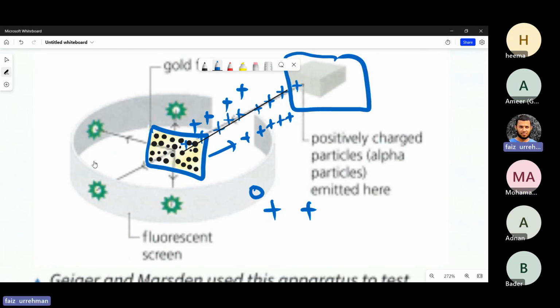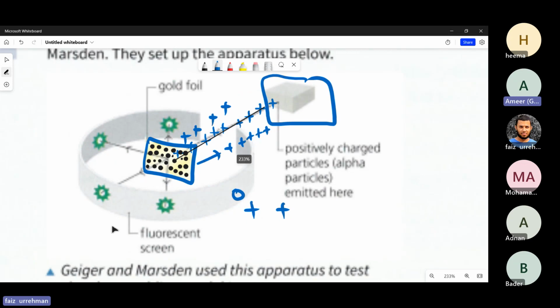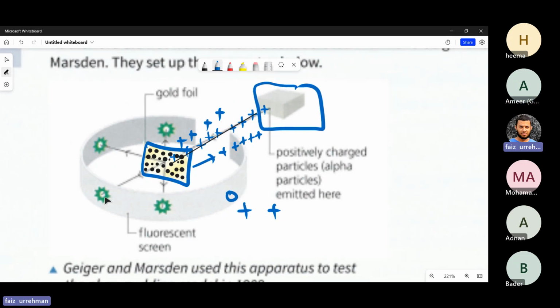I'll bring one GIF. Like, Mister, what is the function of the holes in this? Why are there holes? Where are the holes? The green ones. These are not holes. What are they? These are light, green light. Okay. The positively charged atom will go to the screen and it will light up, right?